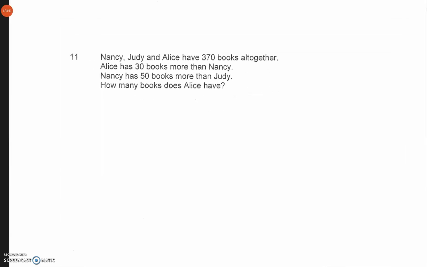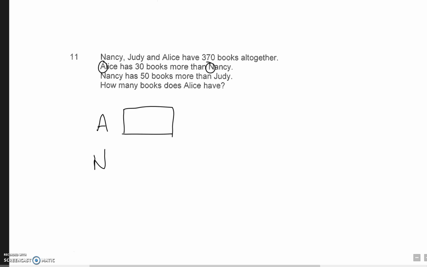We have got Nancy, Judy, and Alice, 3 people. So let's start off with this person, A and N. A versus N, and this A has got 30 more books. So we're going to draw the 30 more in shaded, whereas the N is the same 1 unit without the 30. So this sentence is done. Shorten the story. We're going to move on to the next one.